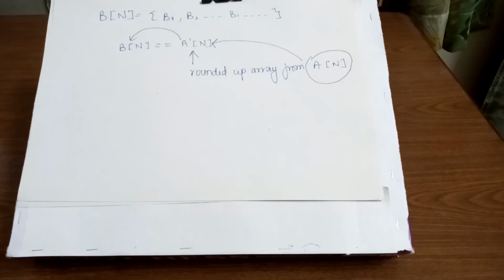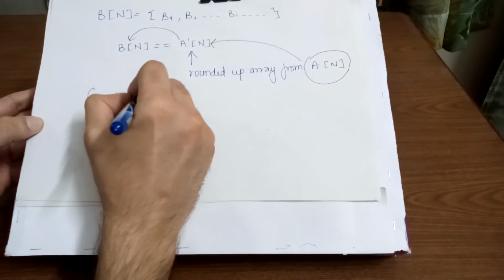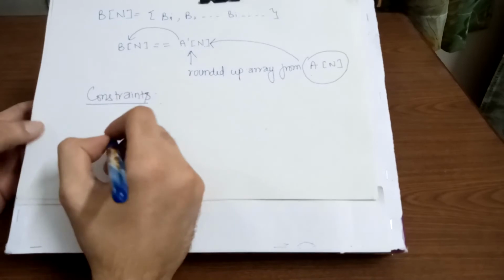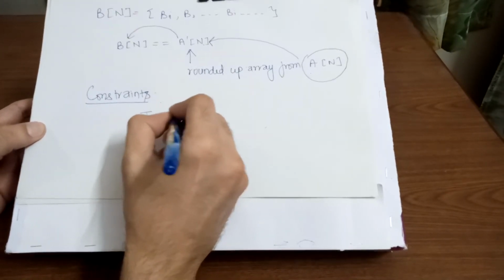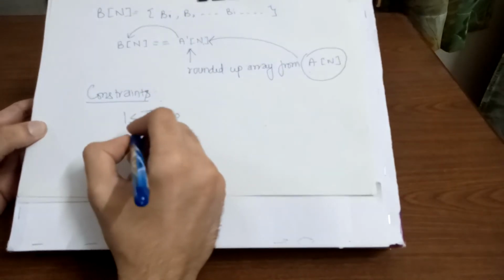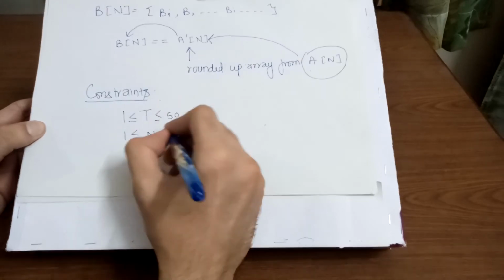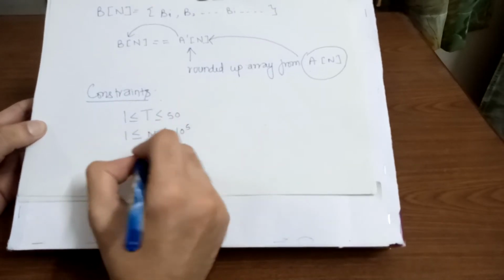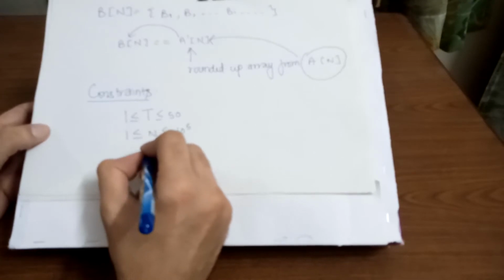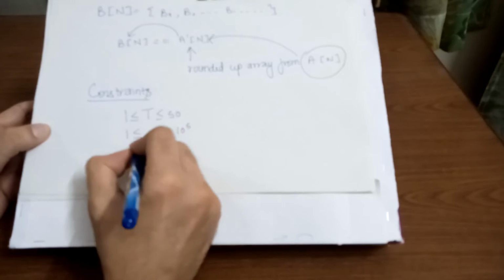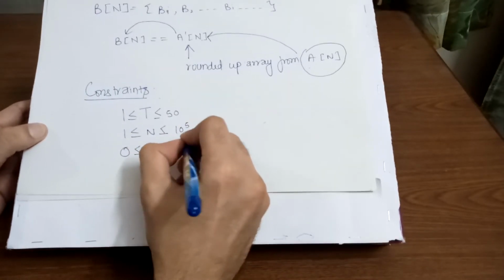And now if we talk about the constraints, the test case is variating from 1 to 50, and the number of elements is variating from 1 to 10 raised to the power 5, and the range of each element, interestingly, is variating from 0 to 10 to the power 3.